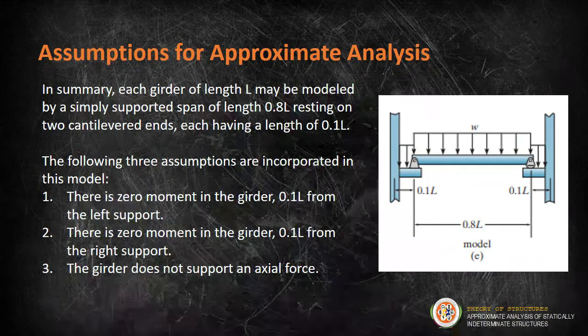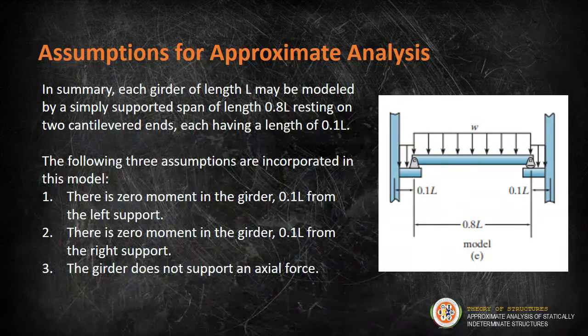In summary, each girder of length L may be modeled by a simply supported span of length 0.8 L resting on two cantilevered ends, each having a length of 0.1 L. The following three assumptions are incorporated in this model.